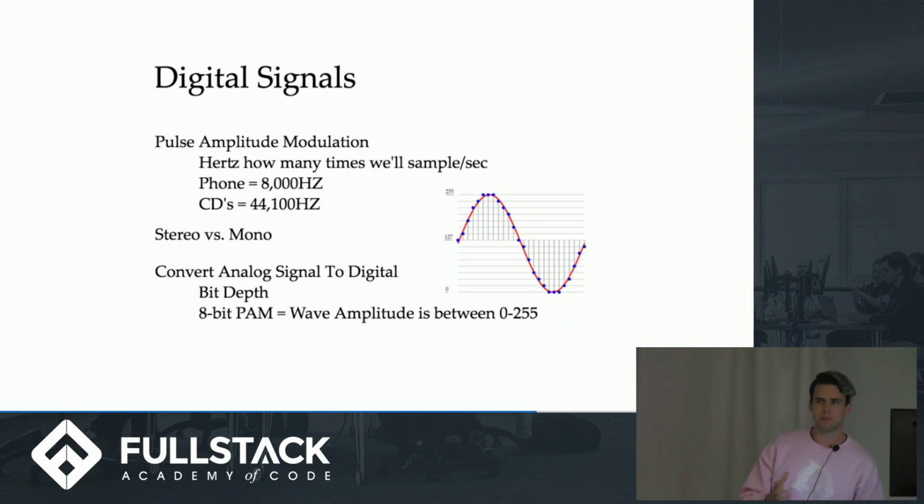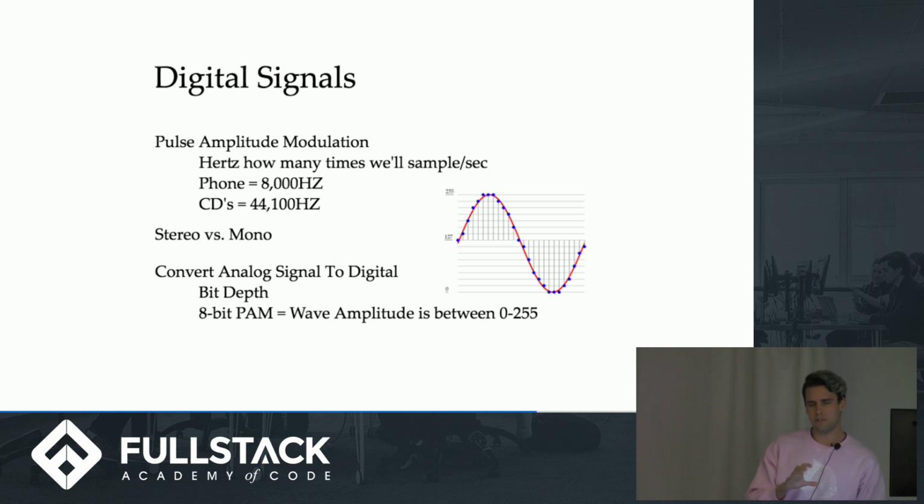And pulse amplitude modulation is essentially the backbone behind pulse code modulation. And I'm going to talk about hertz a little bit because hertz in this example is going to be how many times per second that we sample a specific audio source. So for example, a phone is a mono audio source, meaning that there is one channel of audio. Essentially, if you were to wear headphones listening to a phone, it would be the exact same audio in your left ear as in your right ear.